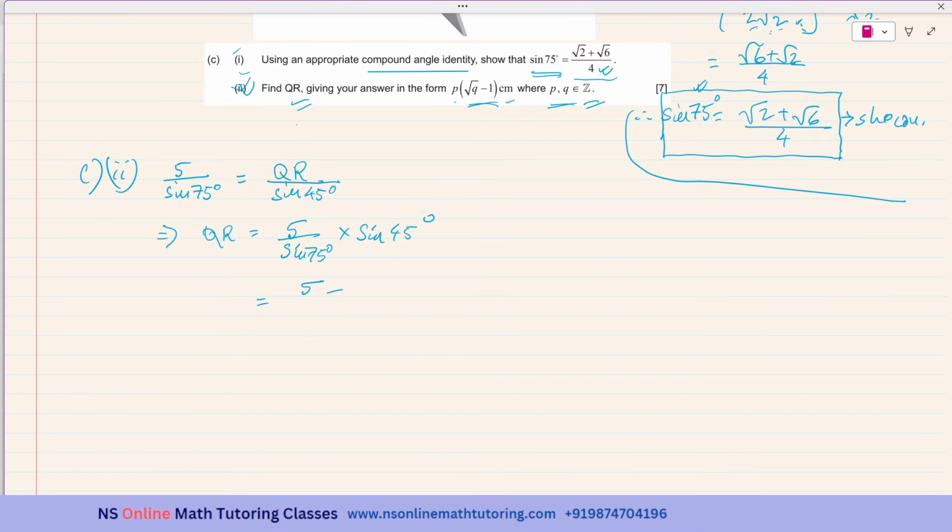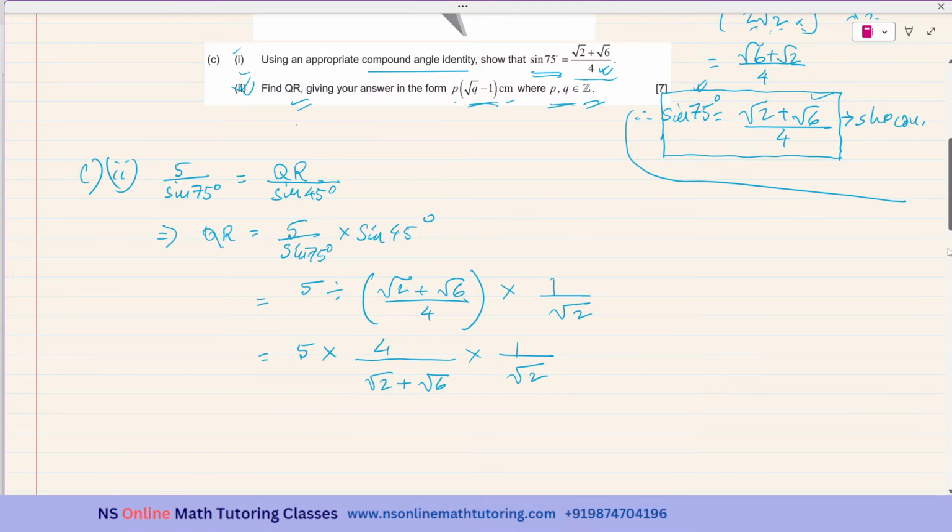5 divided by sine 75 degrees, which is this one. That is why I am writing divided by like this with a division sign. It is root 2 plus root 6 over 4, times sine 45 degrees, which is 1 over root 2. Okay. So this is equal to 5 times 4 over root 2 plus root 6 times 1 over root 2.